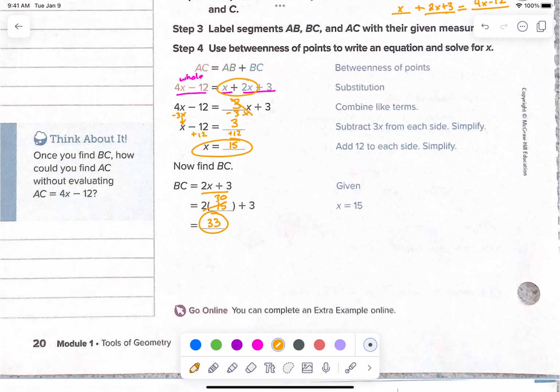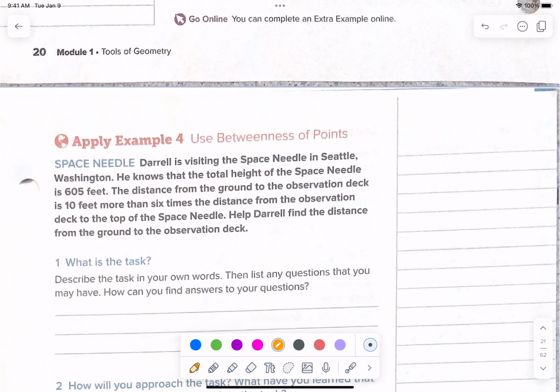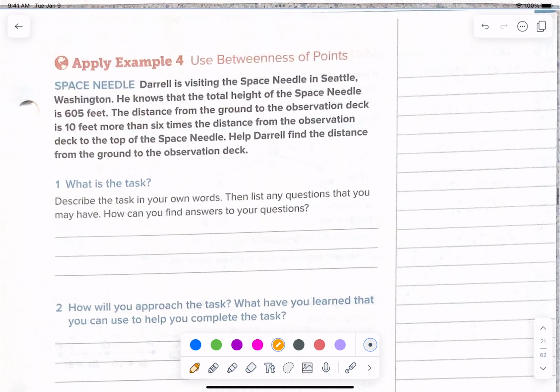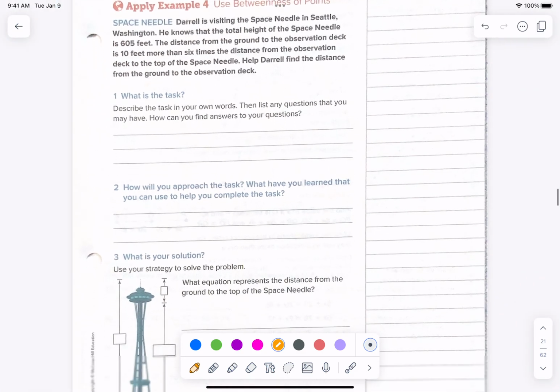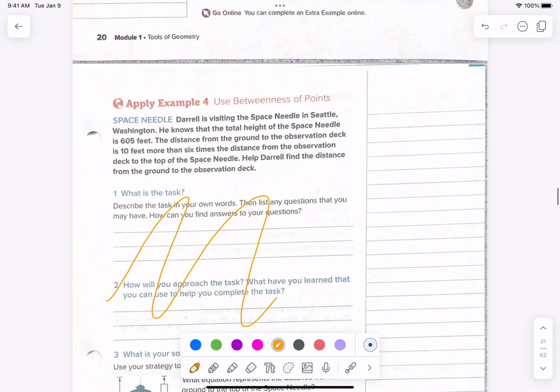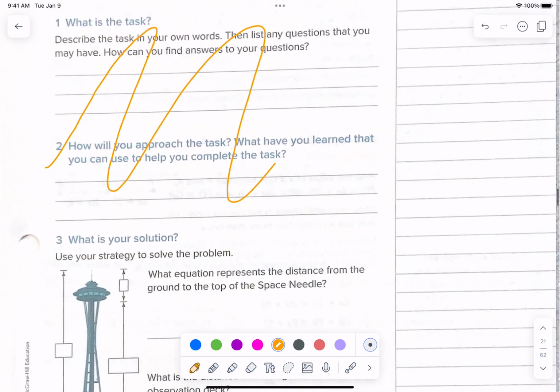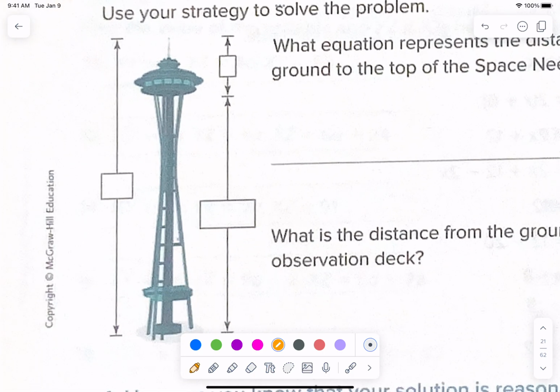Good questions so far? Betweenness of points. We're taking two chunks together, adding them, and getting the full chunk. All right, here we go. Use betweenness of points. I skip a lot of this, like writing stuff, but we're going to use their diagram that they have. Okay, this is the Space Needle in Seattle, Washington. That's what this thing is. Have you ever seen it? Anybody ever been there? Hey, look at that. Seattle, Washington, Space Needle. This is what this is called.